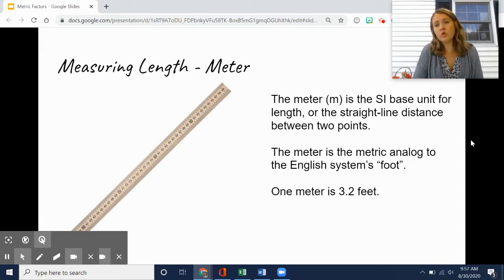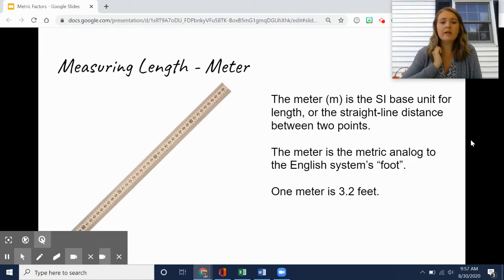Now, you probably don't normally measure with a meter at home, right? Our meter is like analogous to the English system's foot. So you would probably measure length in feet. In the SI units, we would want to measure in meters. And to give you a little bit of a visual, 1 meter is about 3.2 feet. You can kind of estimate that a meter is about 3 feet, okay?